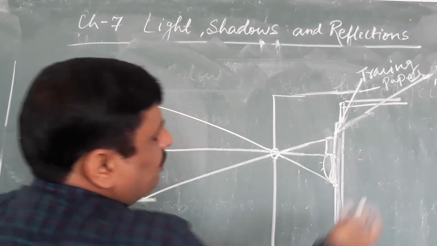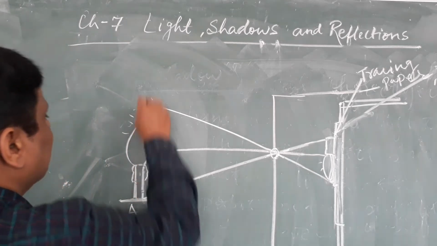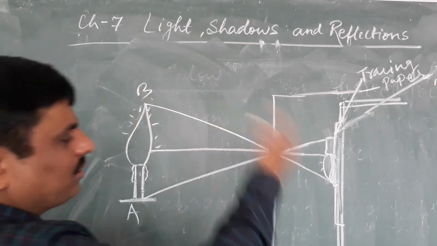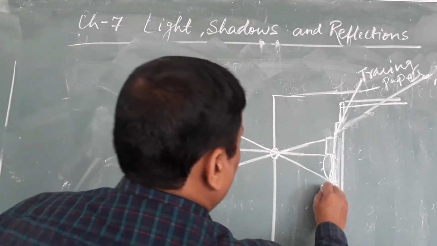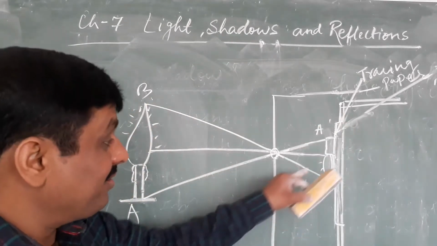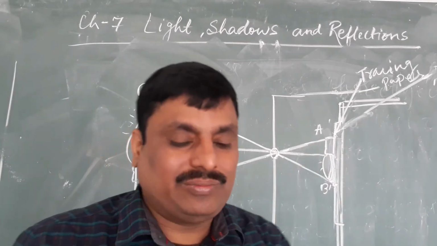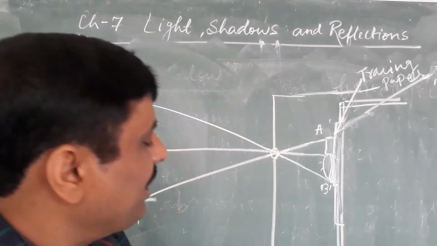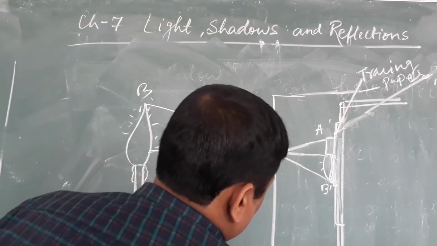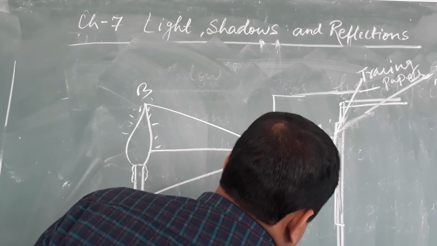This is the image of that candle. Only naming you can do, because this one is the original candle. Here you may write AB, then for the reversed one, B dash A dash. This is the image which is inverted and smaller than the main one. So for the pinhole camera, you just write here pinhole camera. We are just using a pinhole camera here.